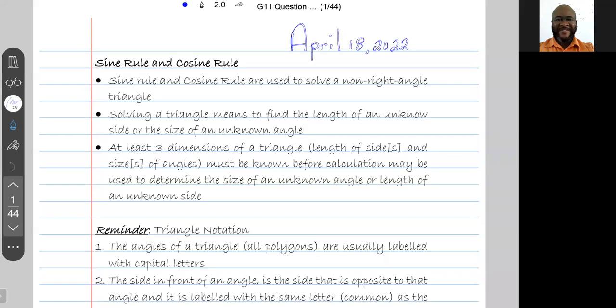All right, so good morning. Today is Monday, April the 18th, 2022. And today we're going to start sine rule and cosine rule.